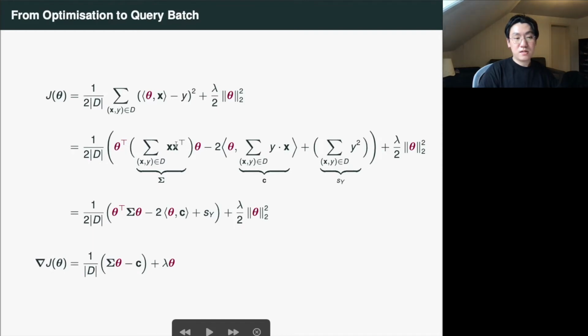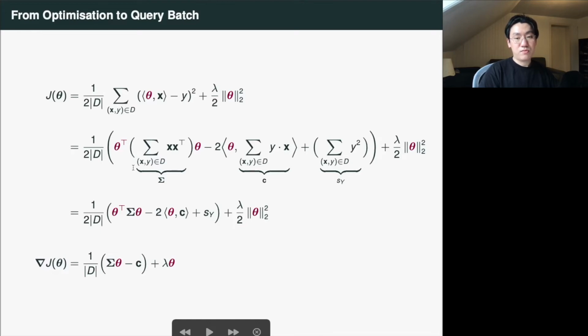This x times x transpose is the outer product of the two feature vectors, so it is a matrix. And sigma is the matrix that sums all the matrices. The y here is a scalar, so y times x is a vector, and c is the vector that sums all the vectors. And y squared is a scalar, so s_y is also a scalar.